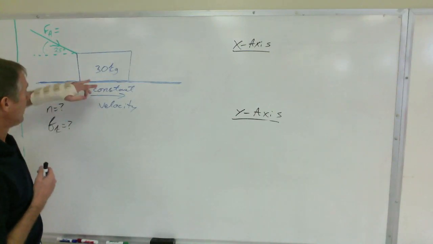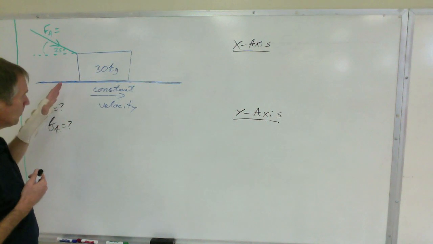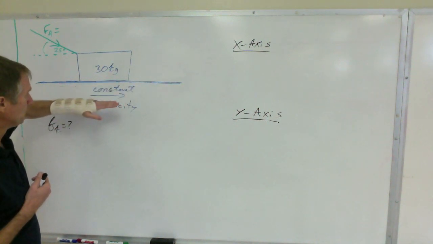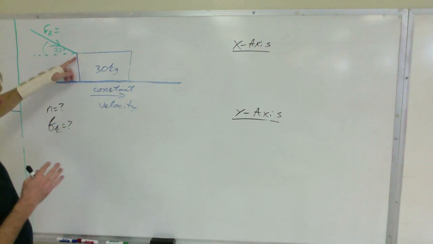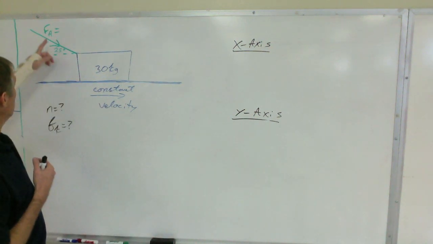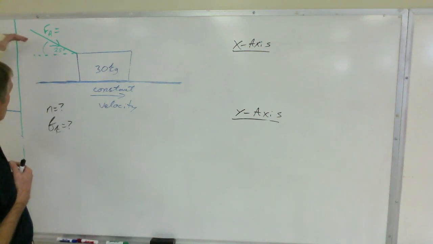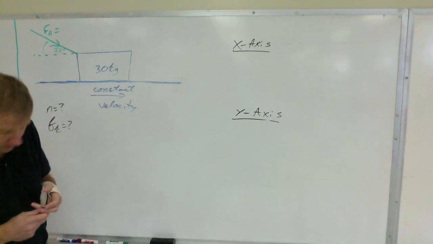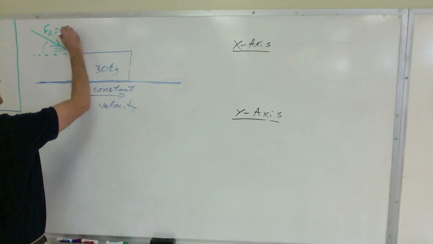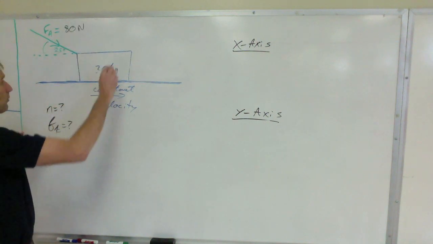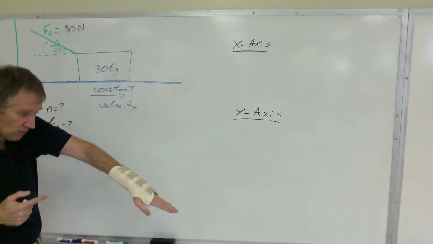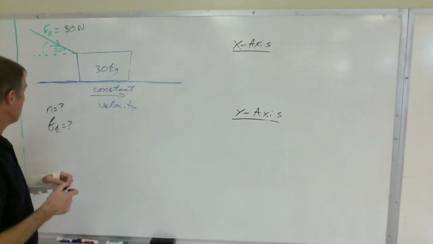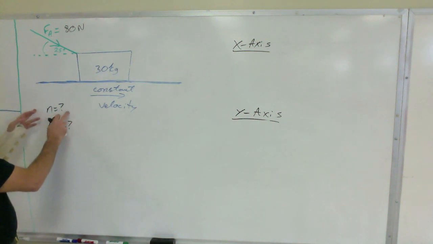All right, you have a 30 kilogram block moving to the right, sliding on a surface with constant velocity. You are pushing down on it at an angle of 25 degrees downwards, and the applied force is 80 newtons. The force of your push is 80 newtons. You're not pushing it horizontally, you're pushing it down to the right and down. We're looking for the kinetic friction and the normal force.